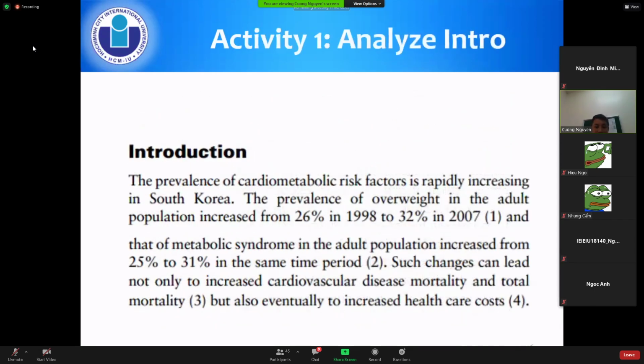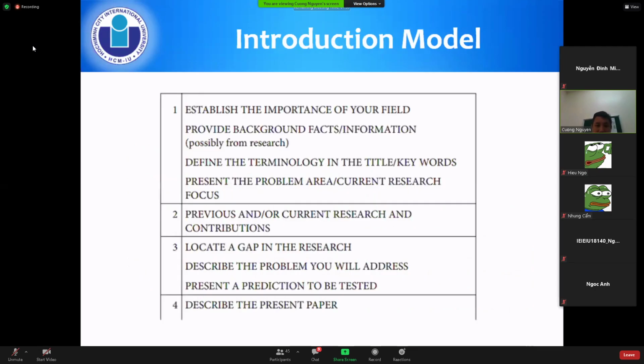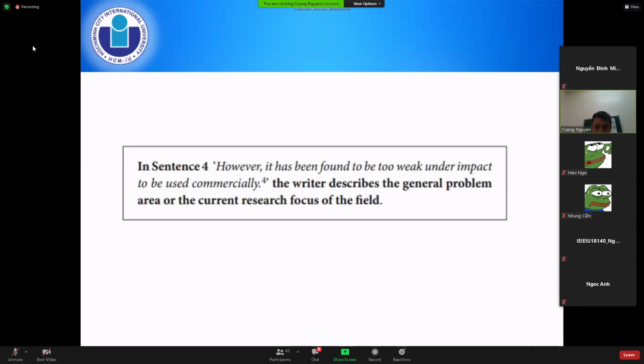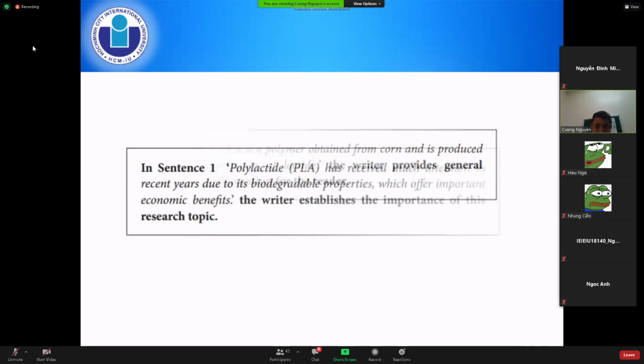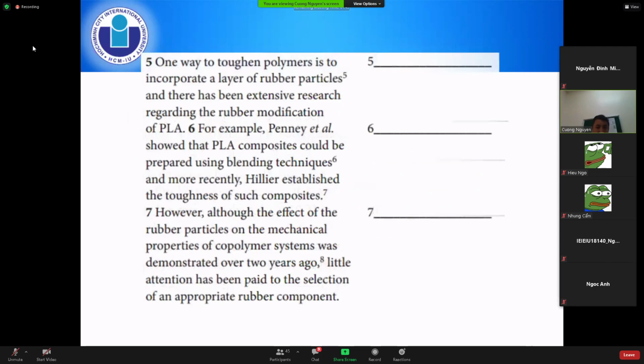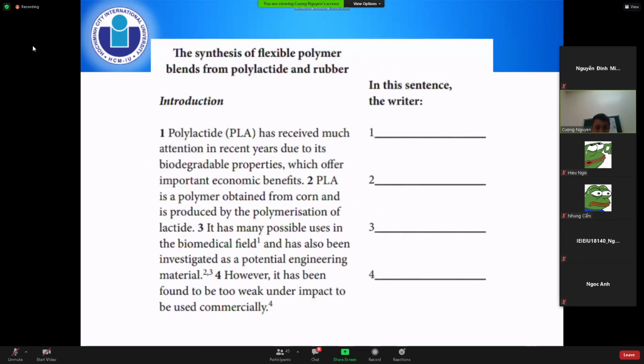So let's look at this one, okay? This one is okay too. Now, look at the first sentence. Now I will show you the other one so that you can see better. Okay, look at sentence number 1. What tense is it in? Chat box, please. What tense is it again?